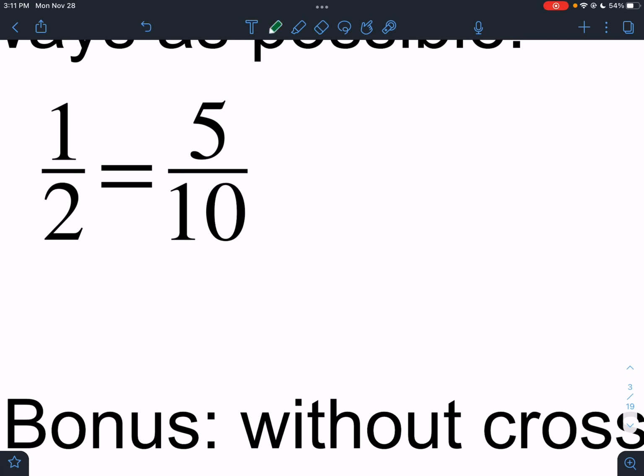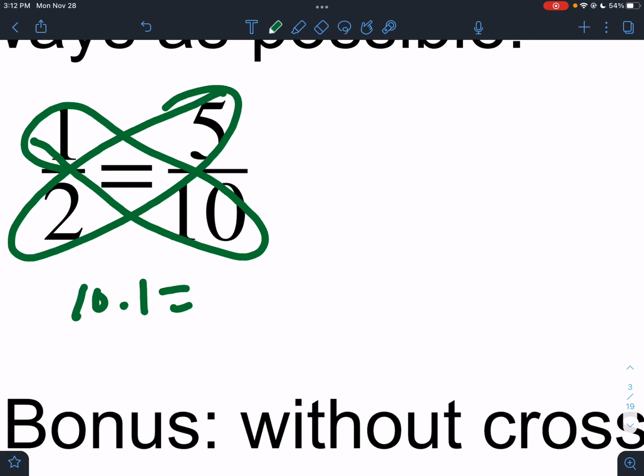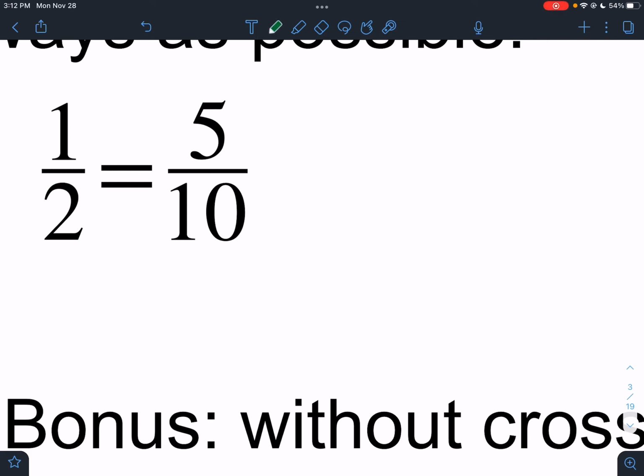But what's another way to verify that it's true before we move on? Something that you've learned before, but you may not have realized, is that if the cross products are equal, 10 times 1 equals 5 times 2. Well, 10 equals 10, yes. If the cross products are equal, then the proportion is true. Like the ratios are the same ratio, I should say. So we know that 1/2 and 5/10 are the same thing. We know it because we could reduce it and they both equal 1/2. We also know it because of the cross products.